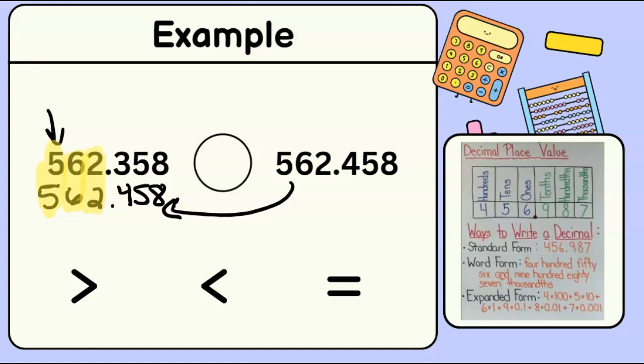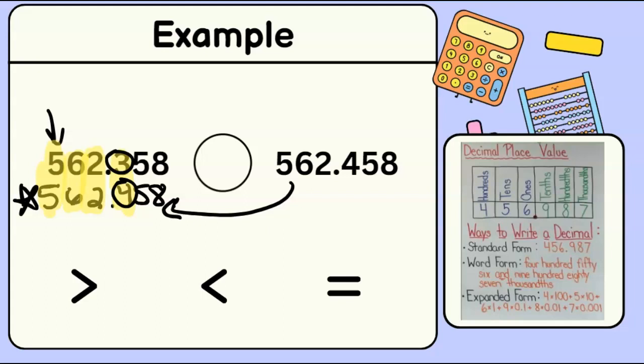I look at my ones place. Here they're the same. I move on to my tenths place. Right here, I can see that I have a 3 and a 4. Because those are different, this specific place value is going to tell me the difference between these numbers. When I want to see which one's bigger, I'm going to look for the bigger digit. 4 is bigger than 3. Therefore, I know that the second number is bigger than the first number.